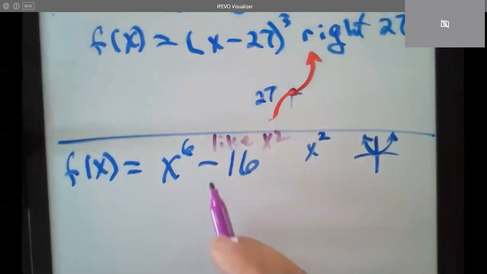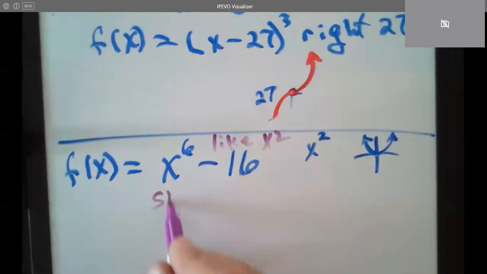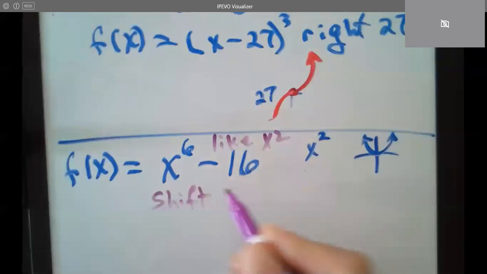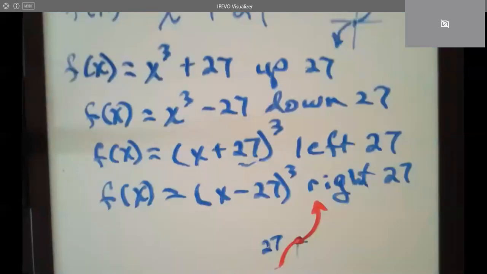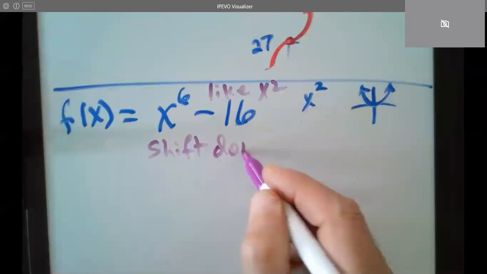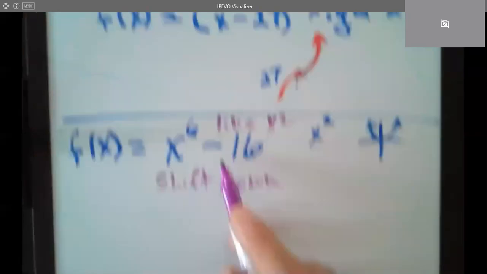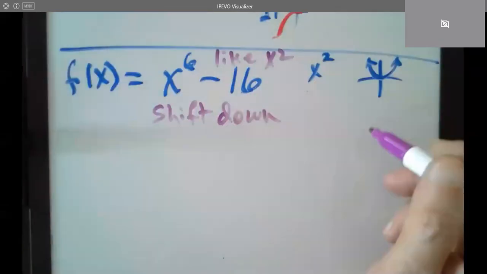And then the minus 16, what's that going to make it do? Shift which way? What's that going to do? Up, down, right, or left? 16. Down. Okay? It's going to shift down. It would shift right if it was inside parentheses like this. Okay? If it's inside parentheses, then it's going to shift to the right. But because it's not in parentheses, it shifts down.